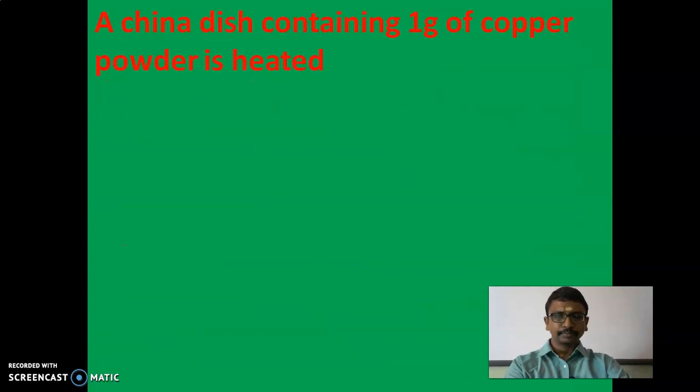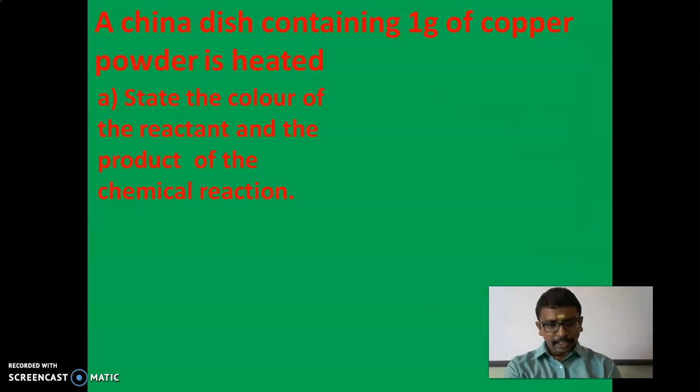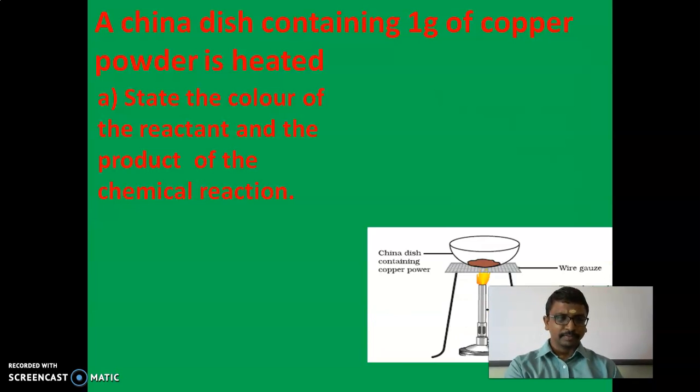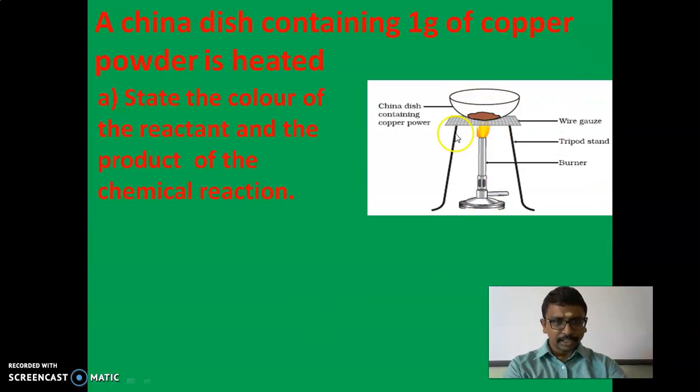And next, one more concept we have to discuss with the questions. A china dish containing 1 gram of copper powder is heated. State the color of the reactant and the product of the chemical reaction. So what is the color of the reactant and what is the color of the product? In the reactant, what is the element? Copper. So copper is in which color, children? It is in brown color.